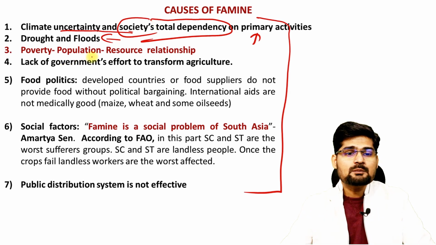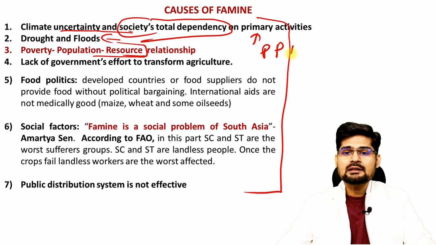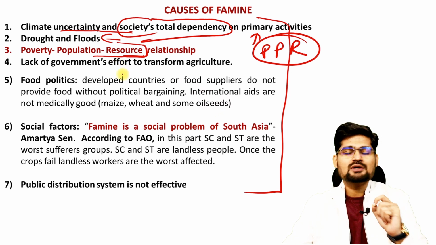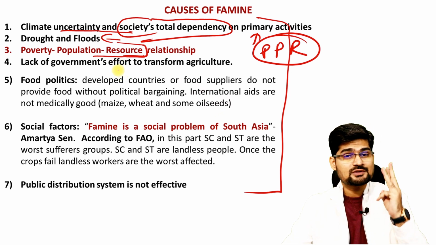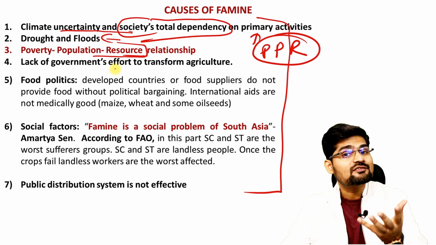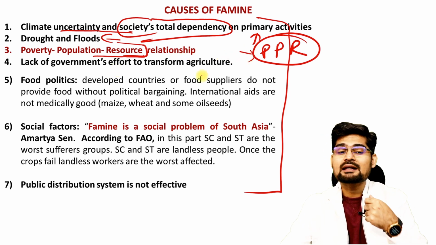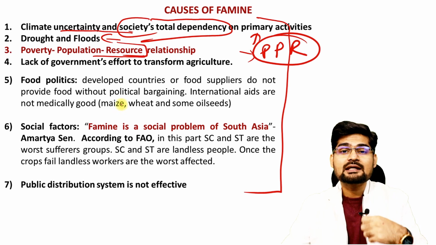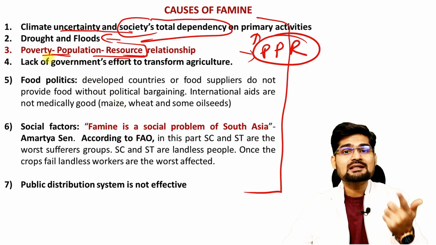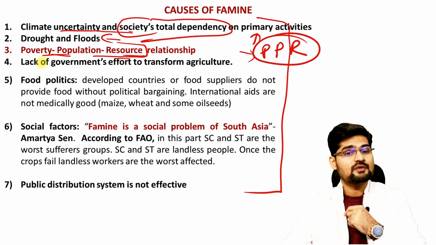And poverty, population, resource: these 3 things. Remember this PPR relationship. The poverty, population and resource relationship is again about 3 things: remember, accessibility, availability and affordability of food. This is done through PPR linkages. If there is no healthy linkage in PPR, that is population, poverty and resource, there is going to be a problem of famine, right?